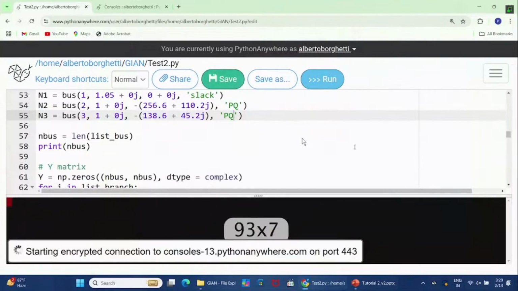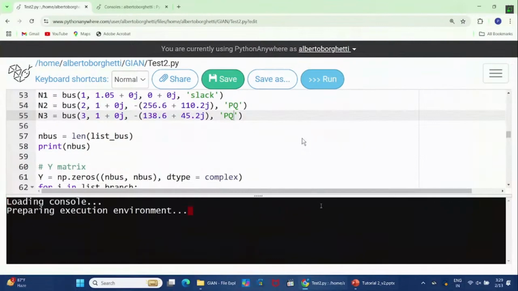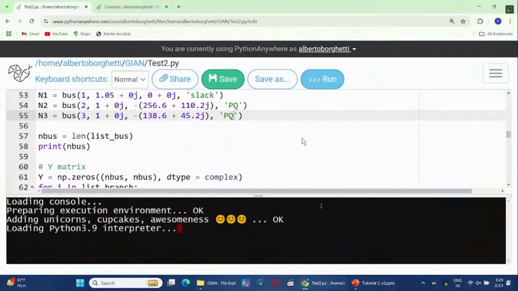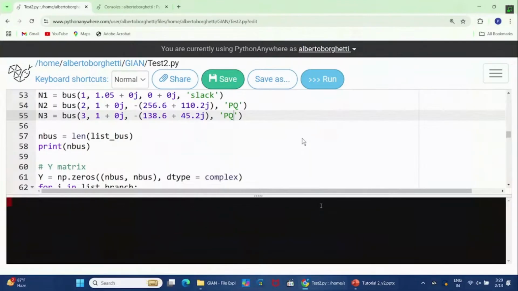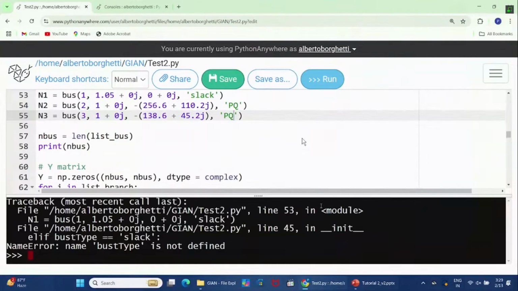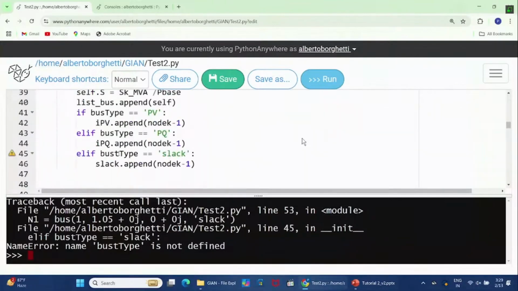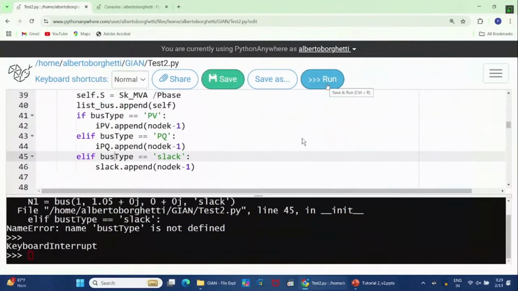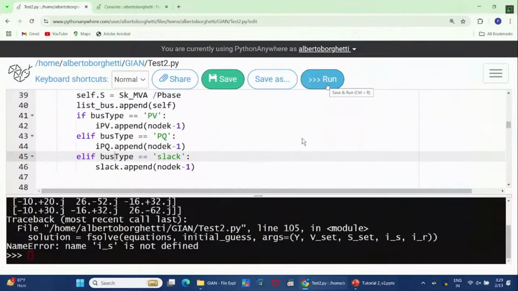So we have to run. Cross the fingers. Yeah. There is a problem. Bus type is not defined. Oh, I need to go up, I have written something like this. Yes, because I put another T here. Bus type, slack. IS is not defined.